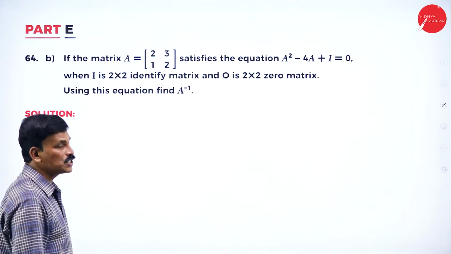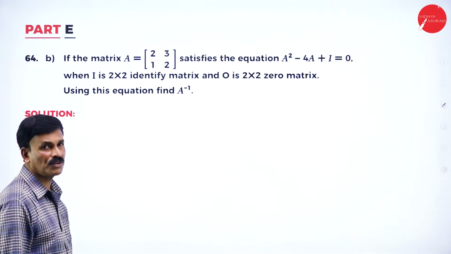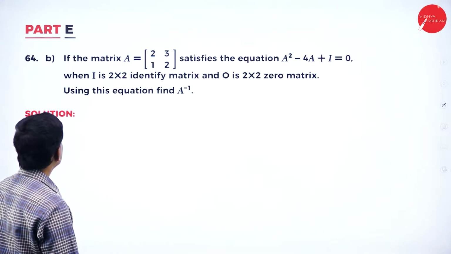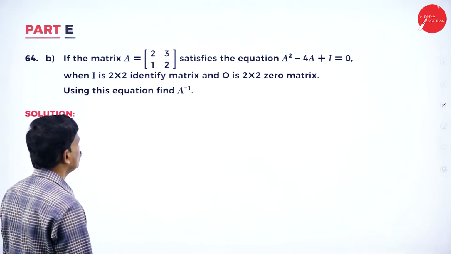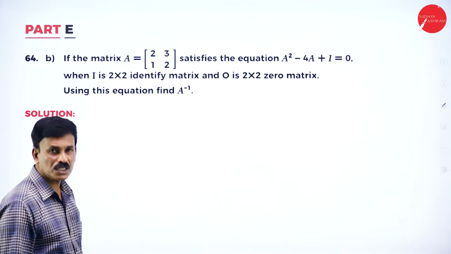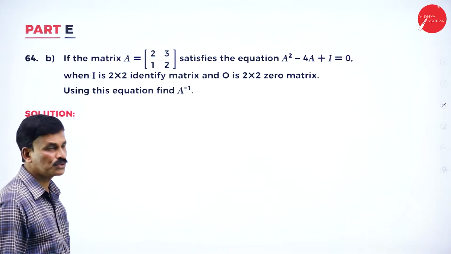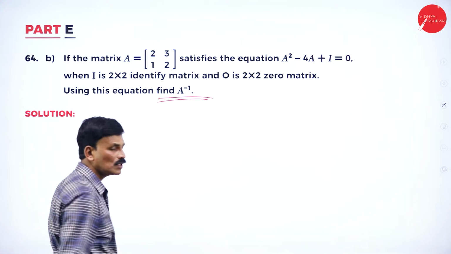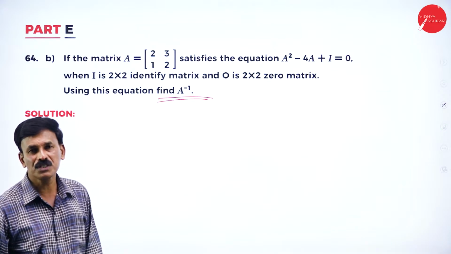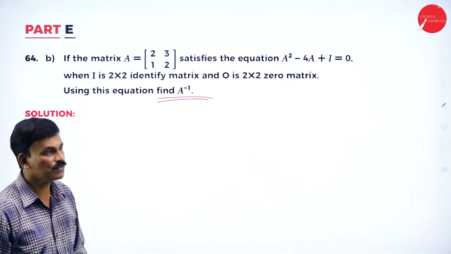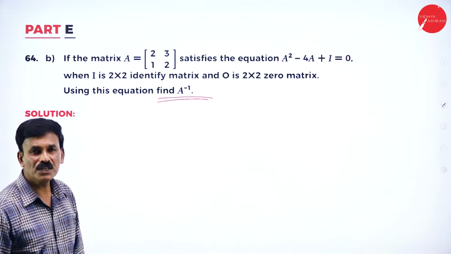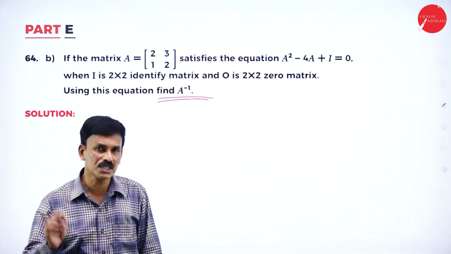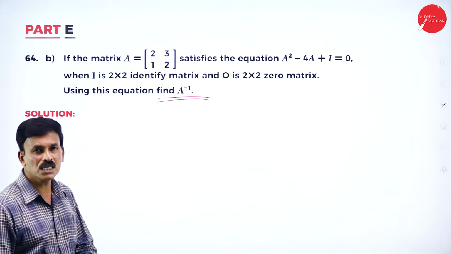Now, if the matrix A is equal to [2 3; 1 2] satisfies the equation A square minus 4A plus I is equal to O, where I is the 2 cross 2 identity matrix and O is nothing but a zero matrix of order 2 cross 2, using this equation find A inverse. Here the majority of the students get confused with this problem. They will put A square minus 4A is equal to I and simplify, finding the values of A square, 4A and I, and they will show that this is equal to 0. That is wrong. Don't do it like that, because it is already given.